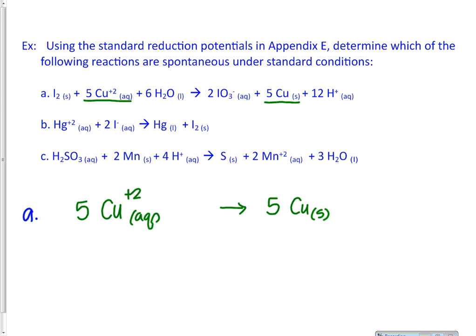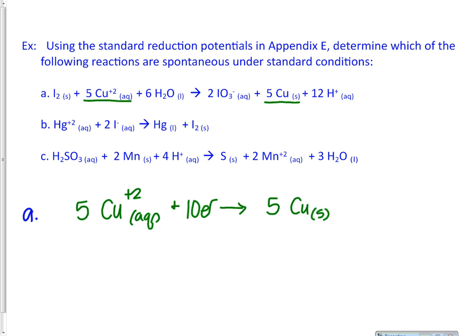Now, what is missing in terms of this half reaction? Well, the atoms are all accounted for. You have 5 coppers on each side. But what's not accounted for is the charge. The left side has an overall positive charge of 10. So I have to add 10 electrons to that side.